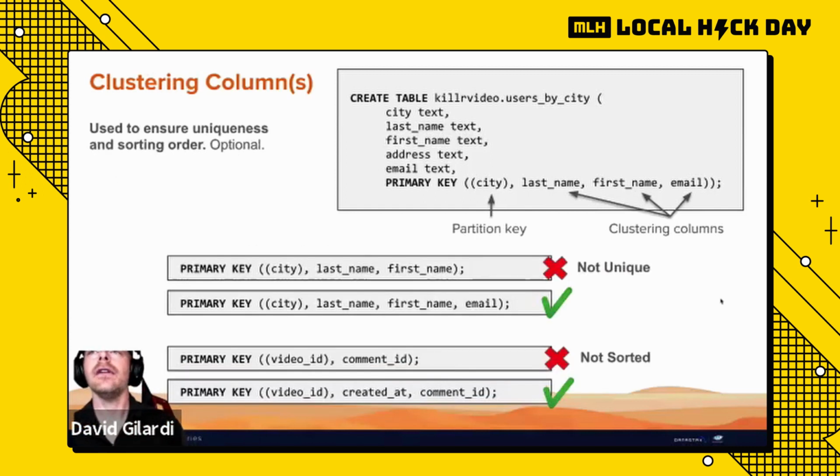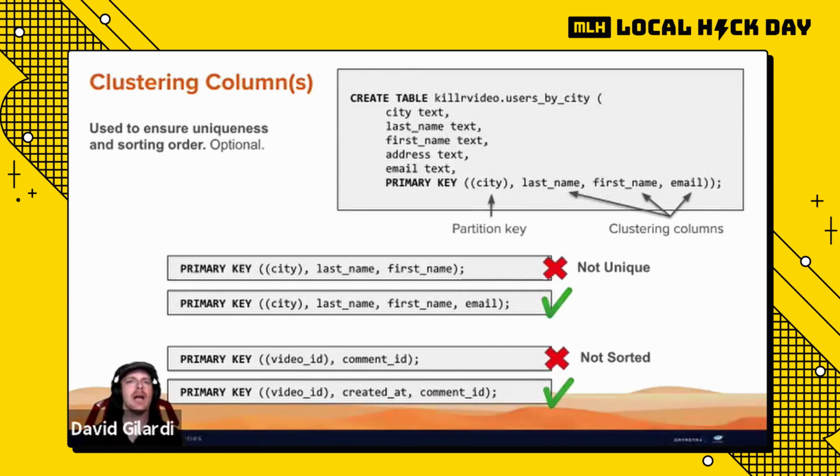Okay, so let's take a look at clustering columns a little bit. Clustering columns can be used for uniqueness and for ordering. So let's look at the first example. We talked about the uniqueness part already. If I have just city, last name, and first name, it's not unique. I have two John Does in the same city. If I had a case like the second one, where we add an email, that's pretty much going to be unique, right? We know that each one of those rows will be unique.